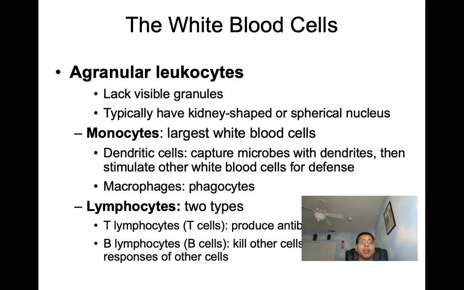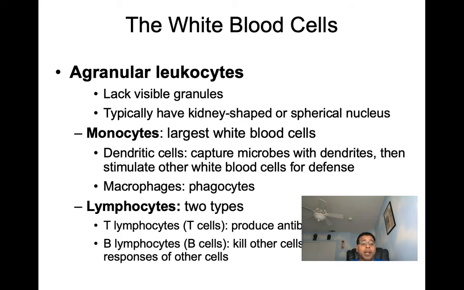Our agranular leukocytes then are going to include our monocytes and our lymphocytes. They have kidney-shaped or spherical nuclei. Monocytes are the largest of the white blood cells, and they differentiate into phagocytic dendritic cells and macrophages. Dendritic cells are going to be present in tissues that are in contact with the environment, such as our nose, our skin, our lungs, and our intestine.